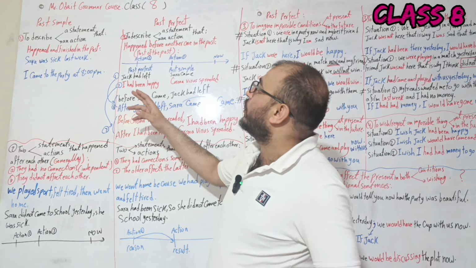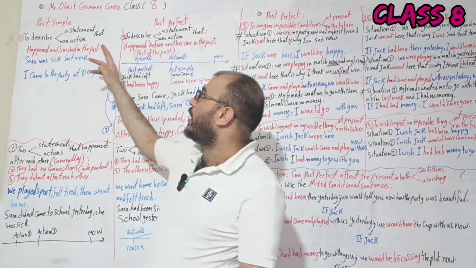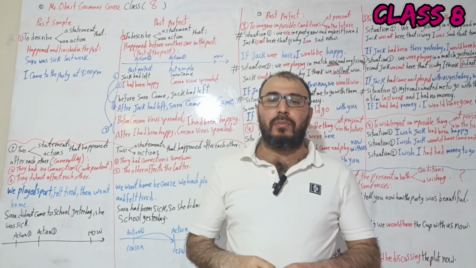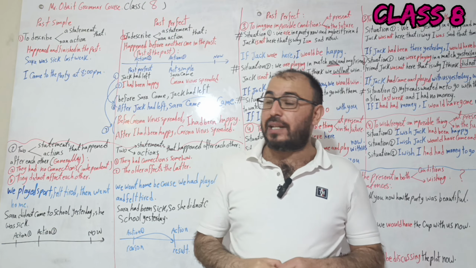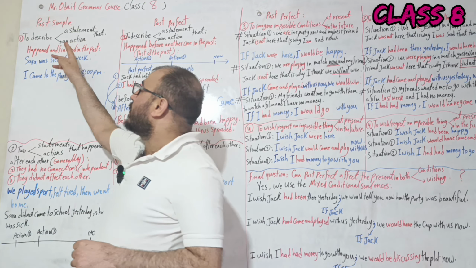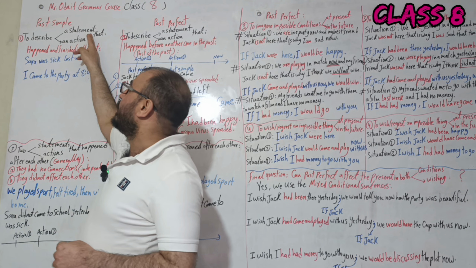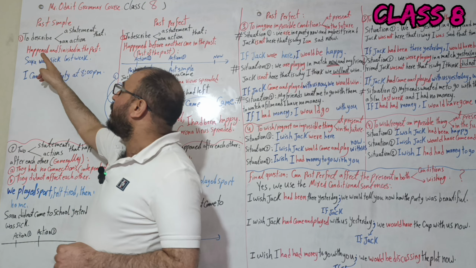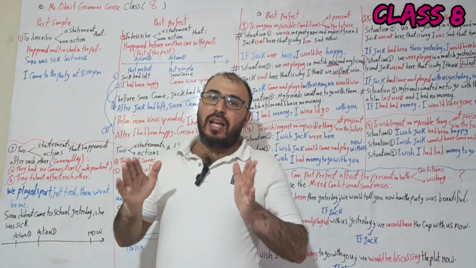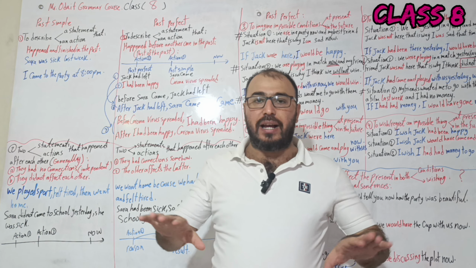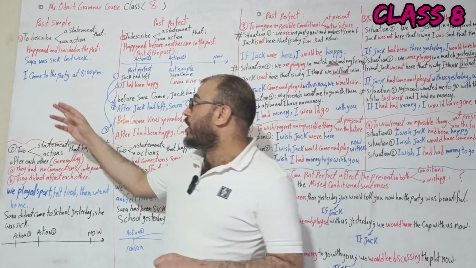Today, my friends, we are going to study the differences between past simple and past perfect. As we know from the previous classes, we studied past simple and we said that we use past simple to describe a statement or an action that happened and finished in the past, has no results now, and the situation of it is finished or changed.